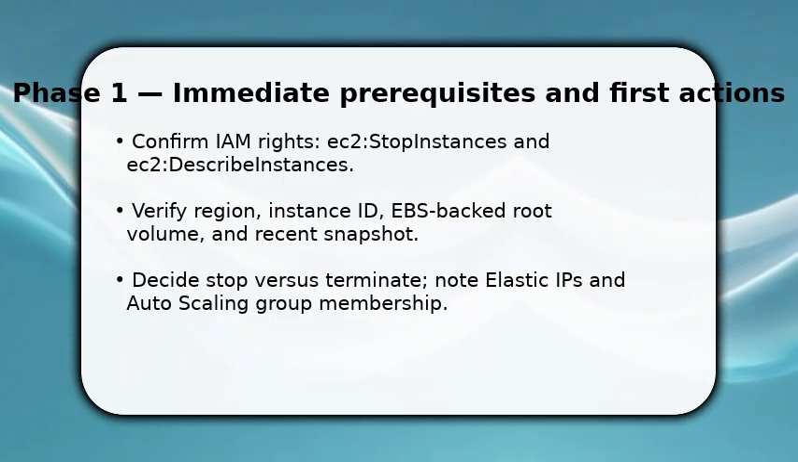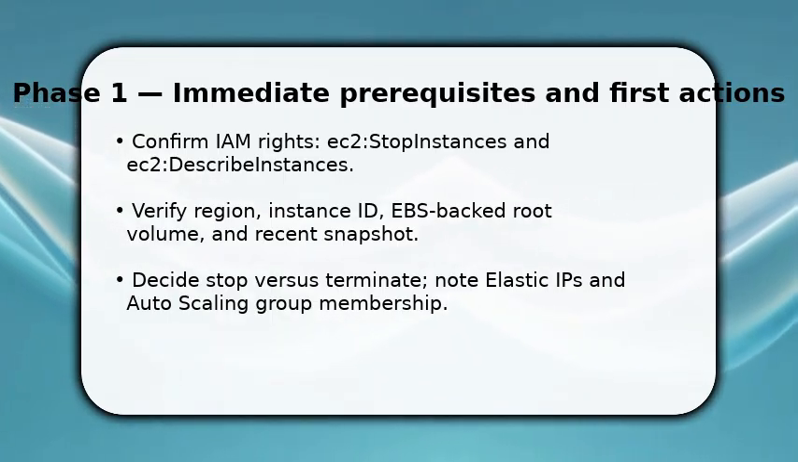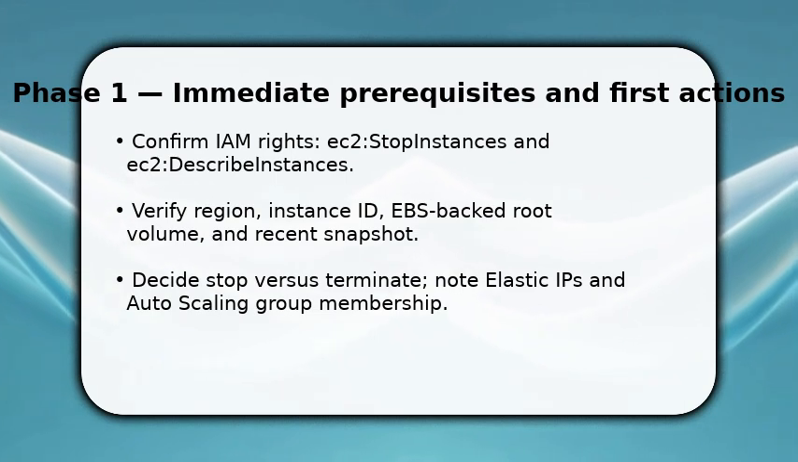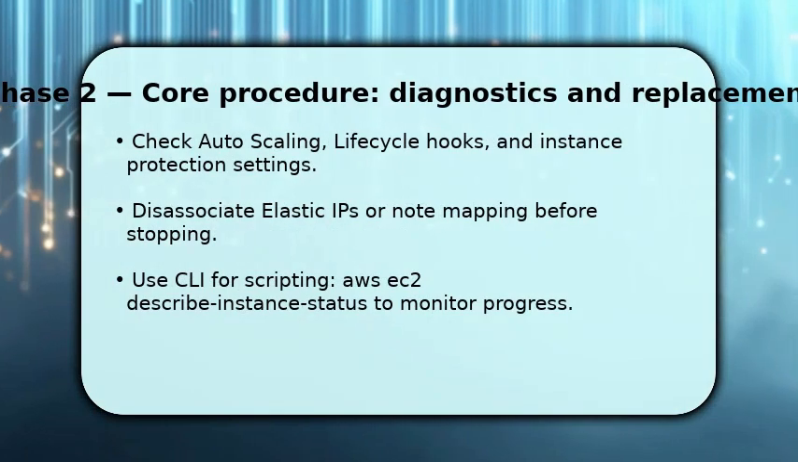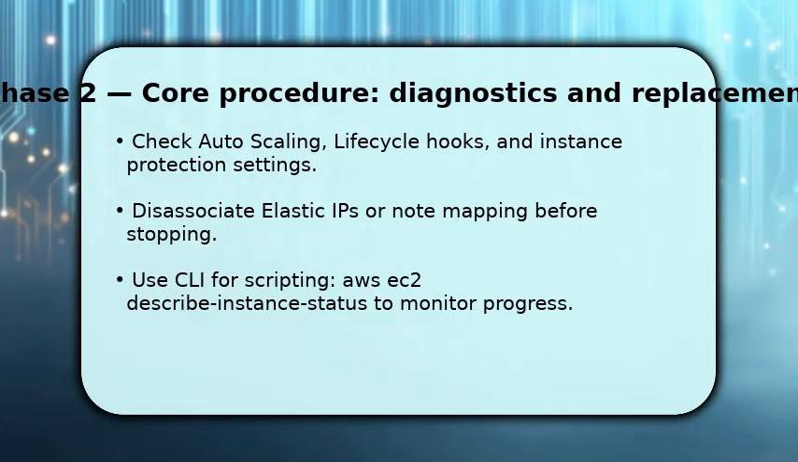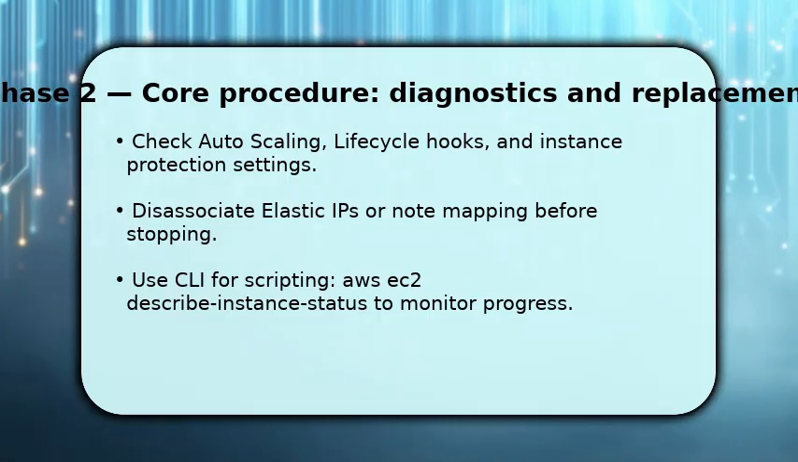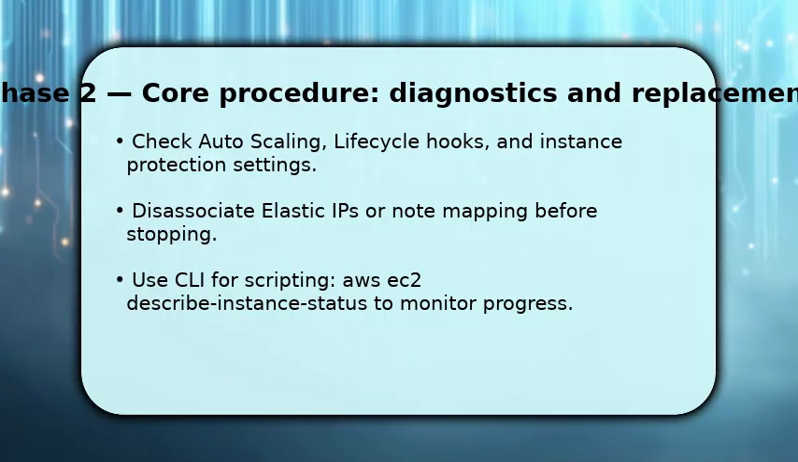Run aws ec2 stop-instances --instance-ids i-012345678 to initiate. Once the stop command is issued, make sure dependent systems won't recreate or replace the instance. You must check auto-scaling groups and lifecycle hooks because an ASG can launch a new instance automatically.